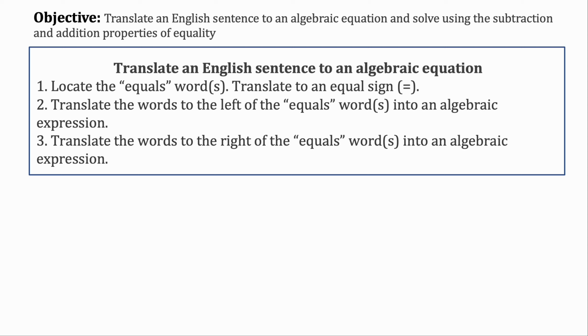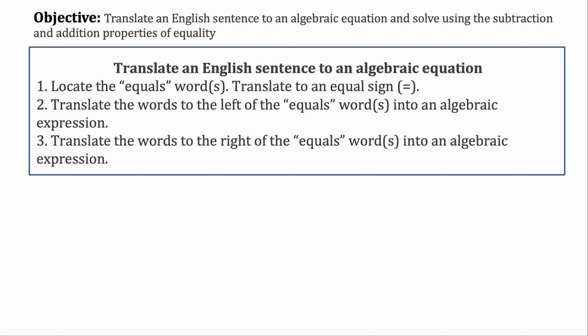In this video, we are going to translate an English sentence to an algebraic equation. Then we'll solve that using the subtraction and addition properties of equality. So when we are trying to translate this into an equation, locate the words that translate to an equal sign.